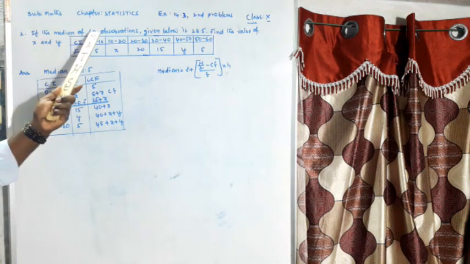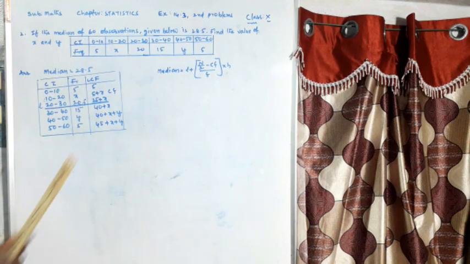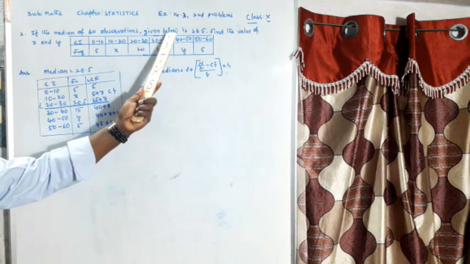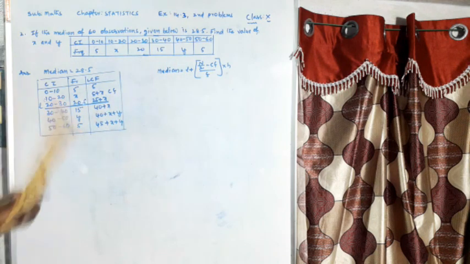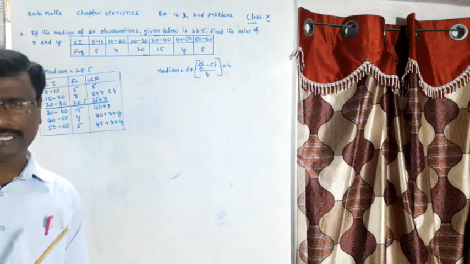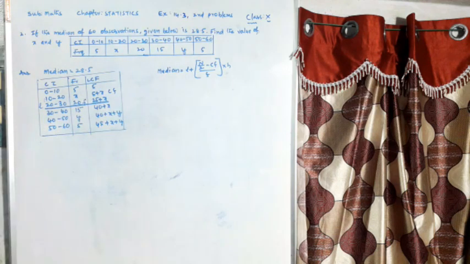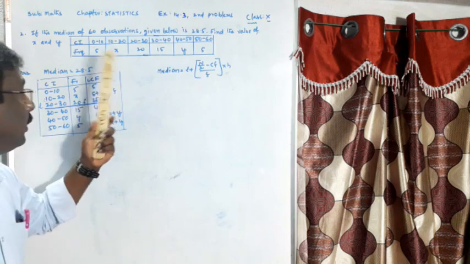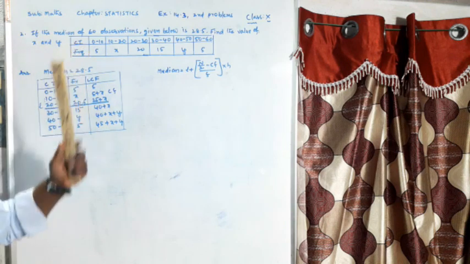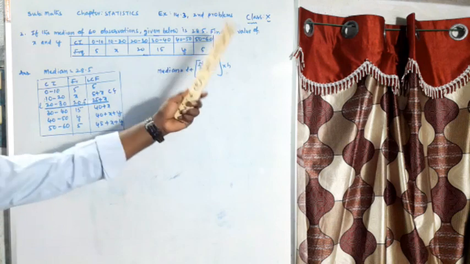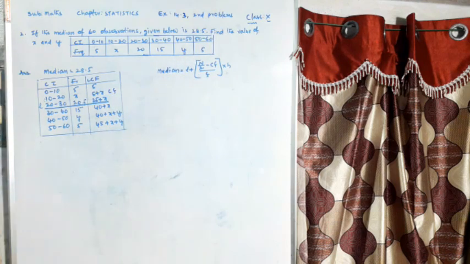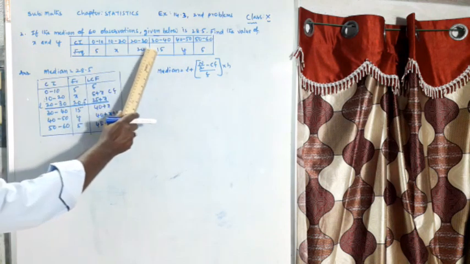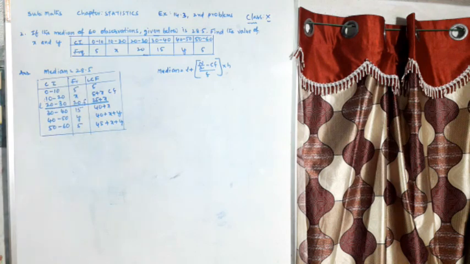If the median of 60 observations, a total frequency given 60, is given below is 28.5, median given, total observations given and median also given. Already in table also given, class interval given, frequency given. Just he is asking you to find x and y. This is the question.